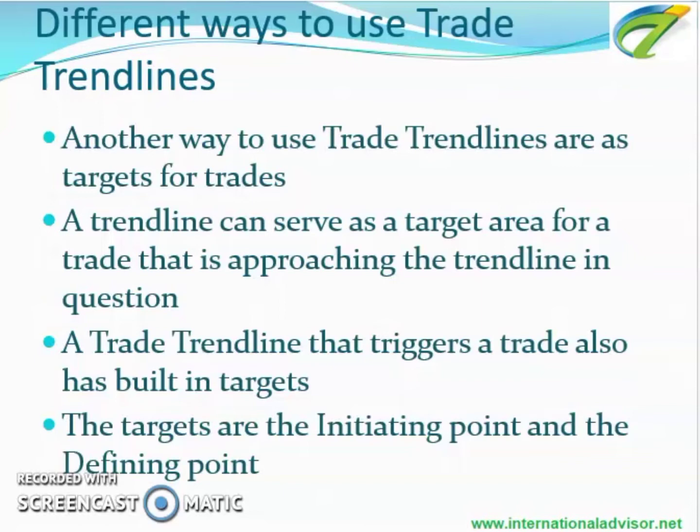Now, another way to use trend lines is as targets for trades. A trend line can serve as a target area for a trade that is approaching the trend line in question. A trend line that triggers a trade also has built-in targets. The targets are the initiating point and the defining point.